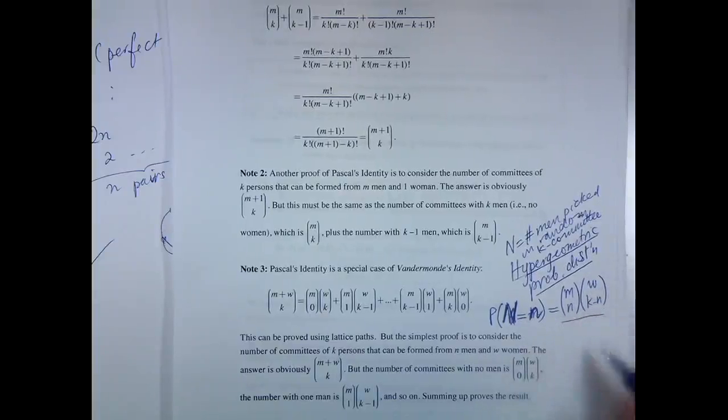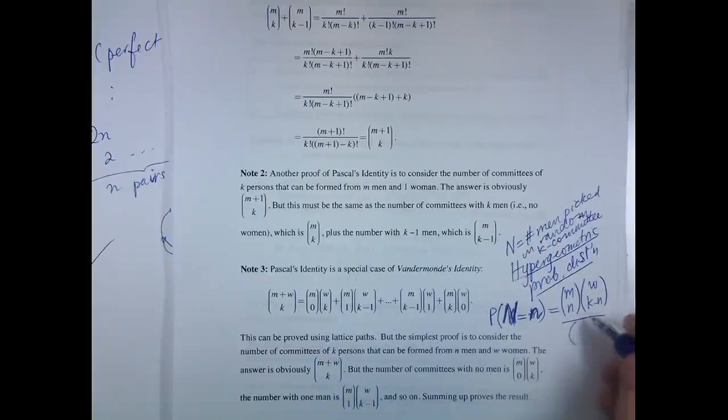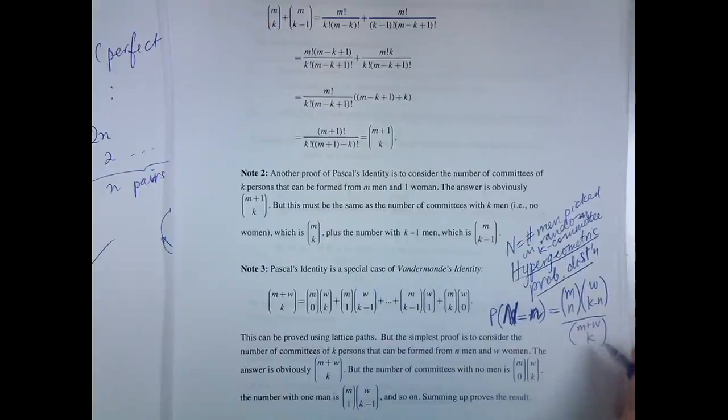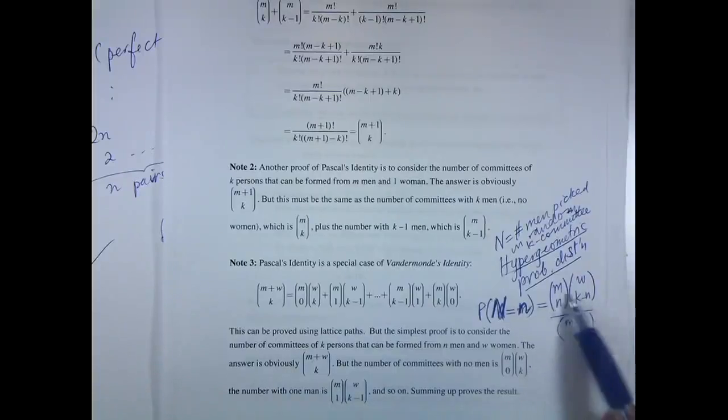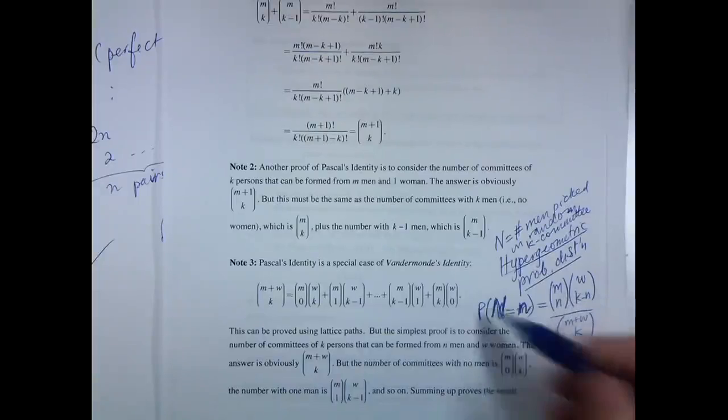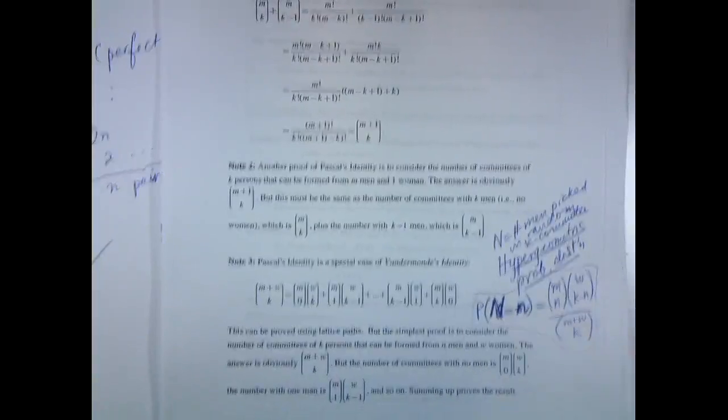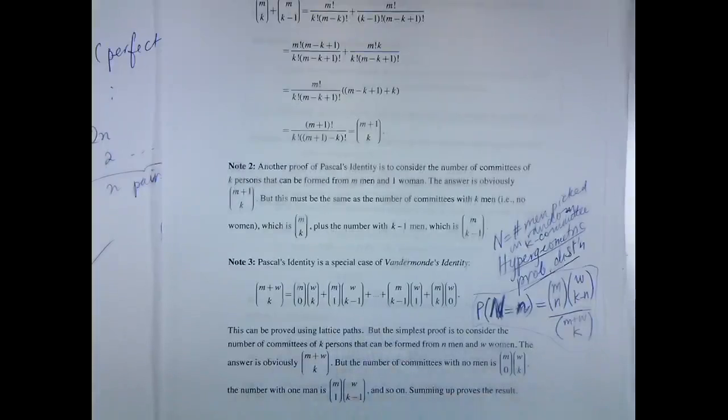That's the chance, divided by the total number of committees, which is, of course, sex blind. If you want the total number of committees, you just have men plus women, choose k. So of all that total number of committees, all of which are equally likely, this is the number that have exactly n men. Sorry. So anyway, might get back to that later, but it follows straight from this. That's the only reason it's mentioned.